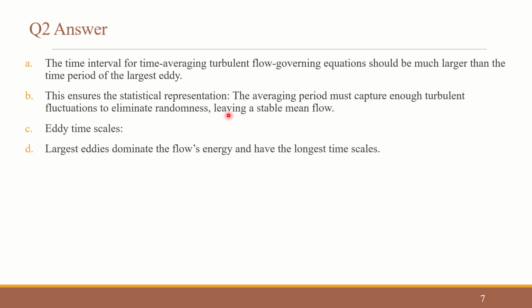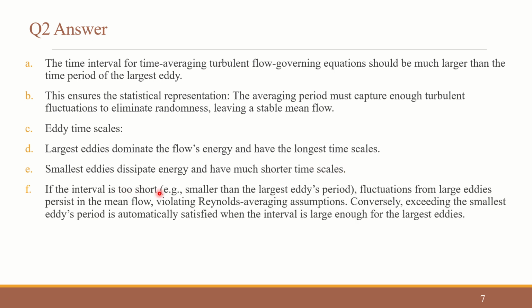So, eddy time scales: largest eddies dominate the flow's energy and have the longest time scales. So we need to cover that longest time scale. Smallest eddies dissipate energy and have much shorter time scales. If the time interval is too small, that is smaller than the largest eddies' period, fluctuations from large eddies persist in the mean flow, violating Reynolds average assumptions. Conversely, exceeding the smallest eddies' period is automatically satisfied when the interval is large enough for the largest eddies.